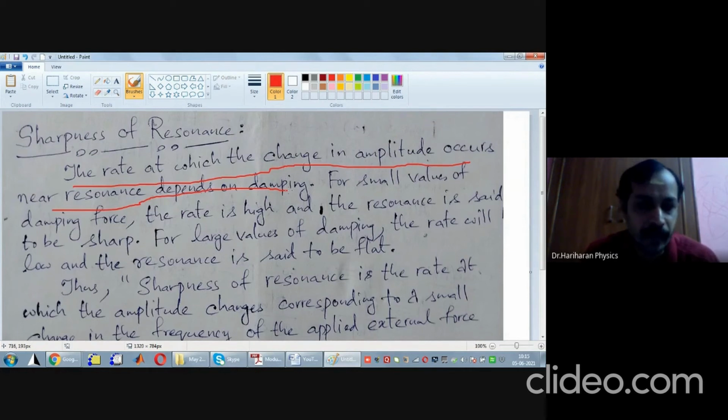If the damping force is large, then the rise is going to be very slow. If the damping force is small or nil, the amplitude will quickly rise. Therefore, how is that summarized?